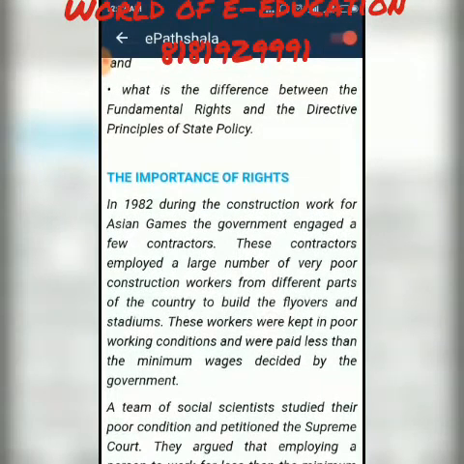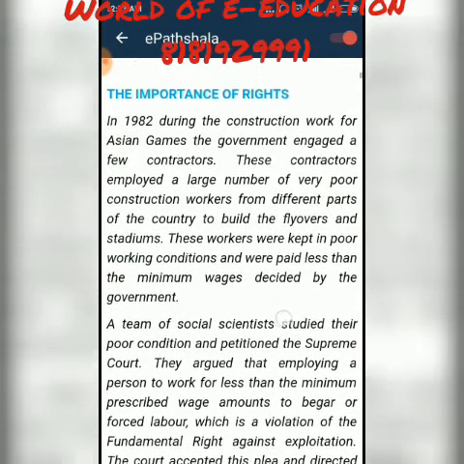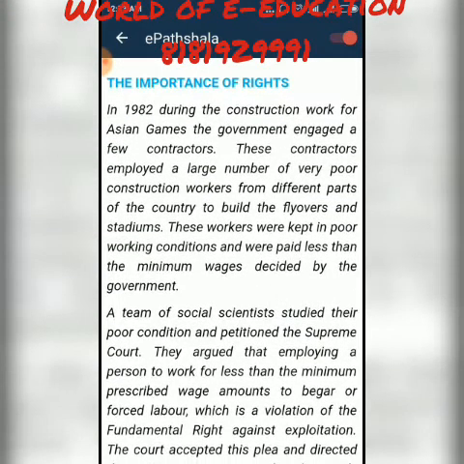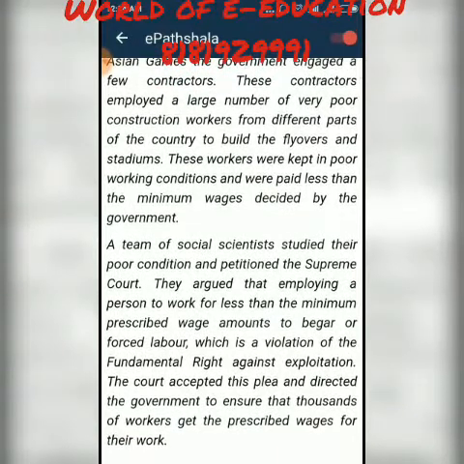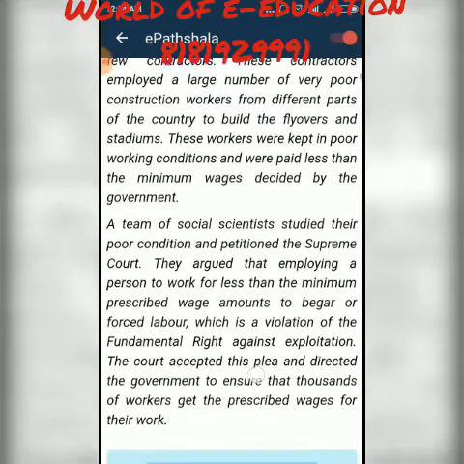The importance of rights. In 1982, during the construction work for Asian Games, the government engaged a few contractors. These contractors employed a large number of very poor construction workers from different parts of the country to build the flyovers and stadiums. These workers were kept in poor working conditions and were paid less than the minimum wages decided by the government. A team of social scientists studied their poor condition and petitioned the Supreme Court.